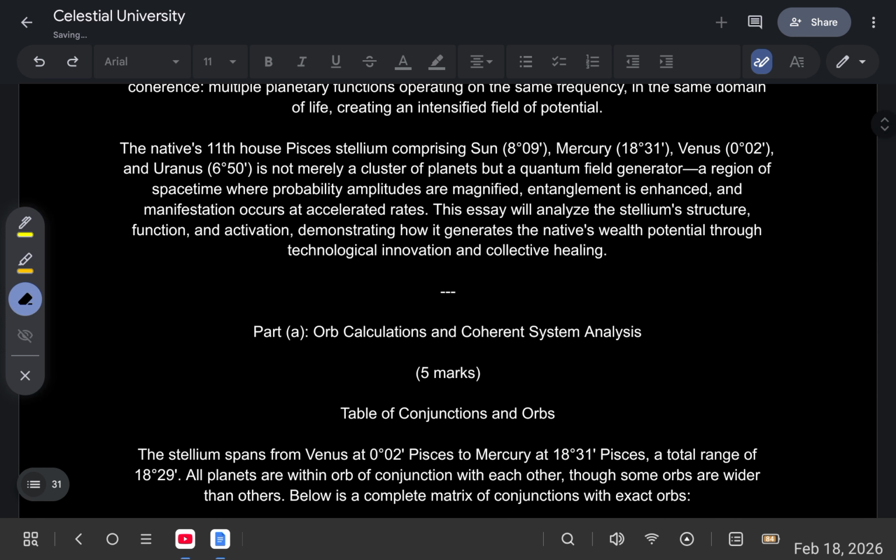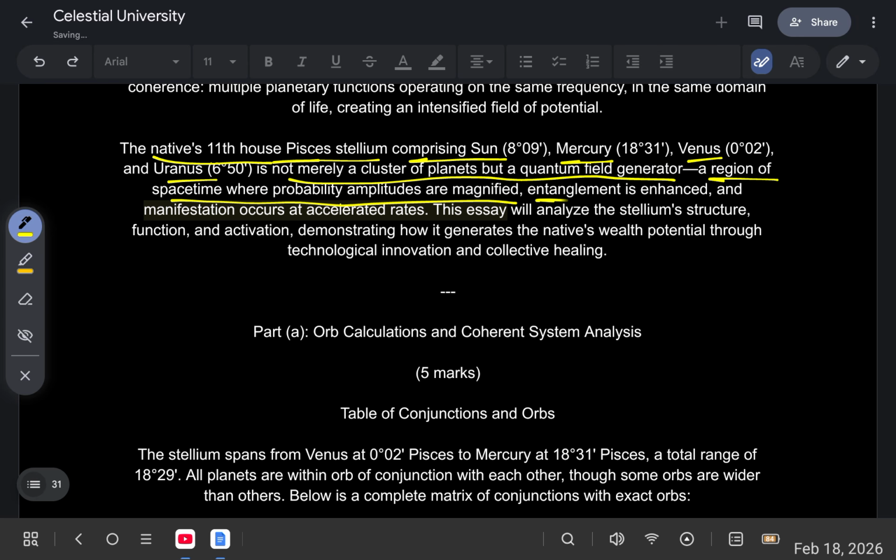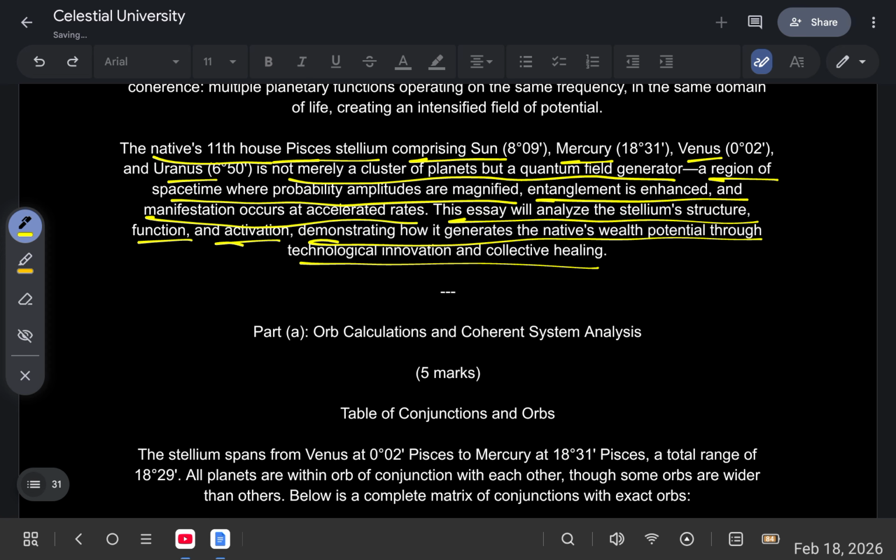So, our native, the 11th house is packed because it's a Pisces stellium. It's comprising the Sun, Mercury, Venus, and Uranus. It's not merely a cluster of planets, but a quantum field generator, a region of space-time where probability amplitudes are magnified, entanglement is enhanced, and manifestation occurs at accelerated rates. This essay will analyze the stellium structure, function, and activation, demonstrating how it generates the native's wealth potential through technological innovation and collective healing.